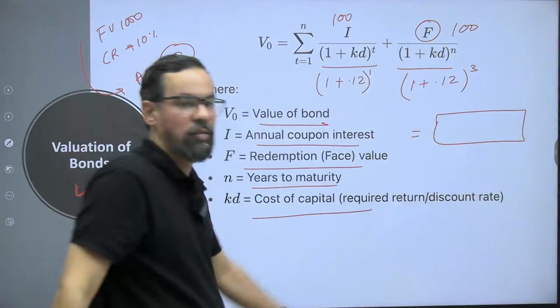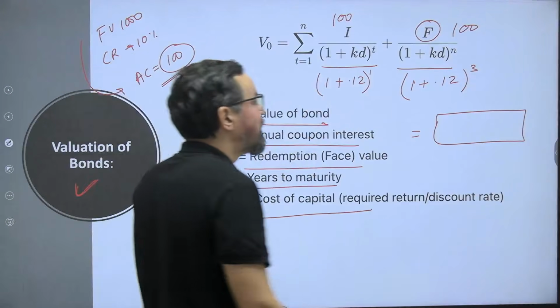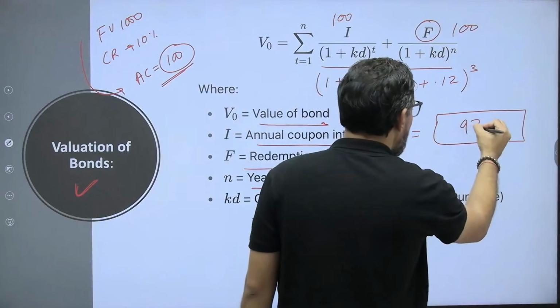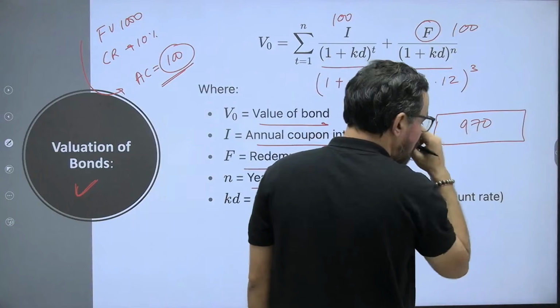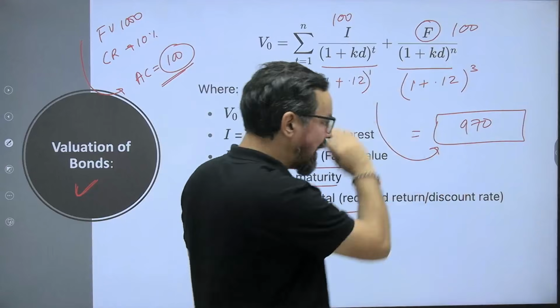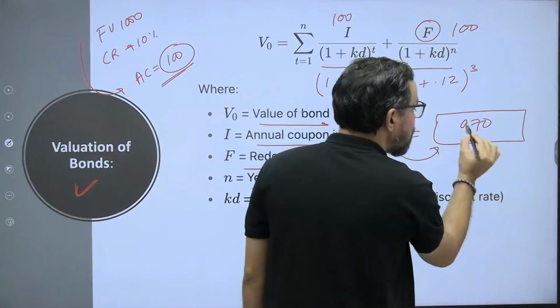Let's say the outcome is, suppose, 970 rupees. After solving this equation, we reach, like, I'm just doing an assumption. I'm not calculating this. I'll show you the calculation. So 970 rupees.